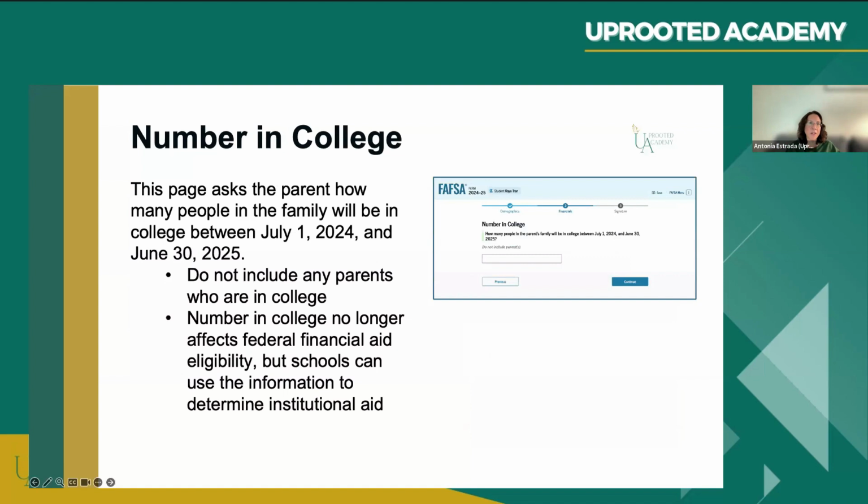So this page asks the parent how many people in the family will be in college during the award year. So per the instructions, do not include any parents who are in college. But here the student is always included in the number in college, so it's always at least one. Also included are those in the family size who are or will be enrolled at least half-time during the award year. As you can see here, the number in college no longer affects federal financial eligibility, but schools can use the information if they want to determine institutional aid, their own funds.